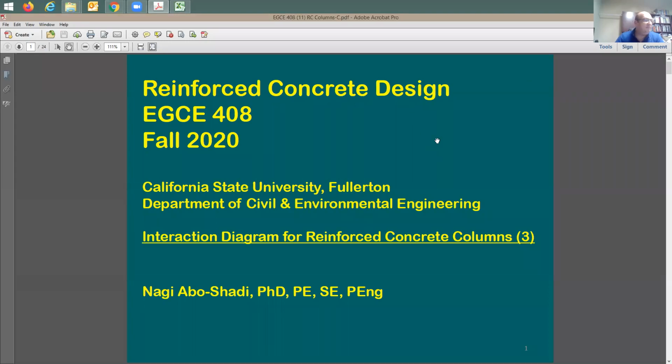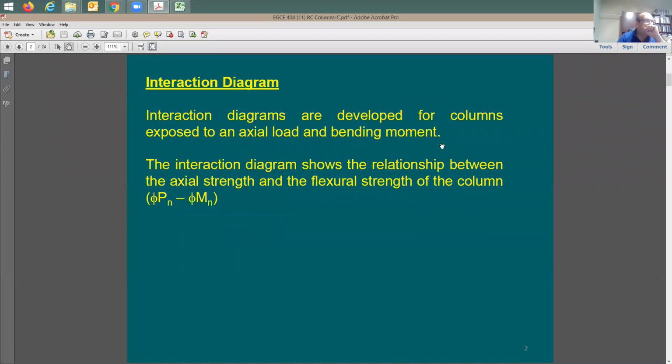So for reinforced concrete columns, there's something here that we call an interaction diagram. An interaction diagram is going to be that relationship for a given column, which means the column size, you know it, the width and the length of the cross section, and the reinforcing bars, the concrete strength, and the yield strength for the rebars. And for that specific column, you're going to be developing this relationship between the axial capacity and the moment capacity, which means the flexure capacity.